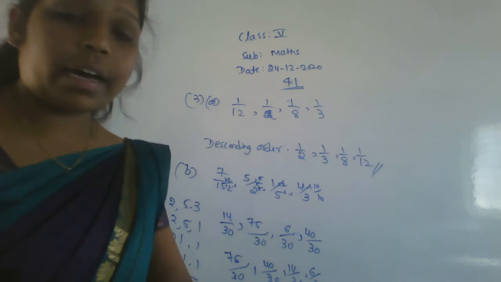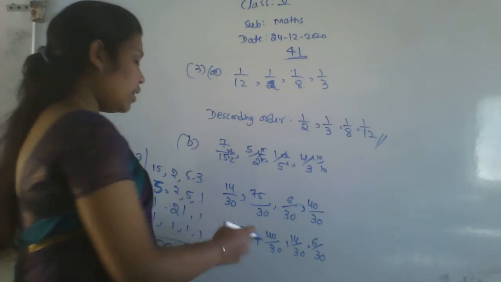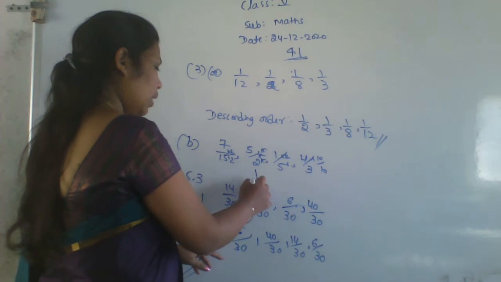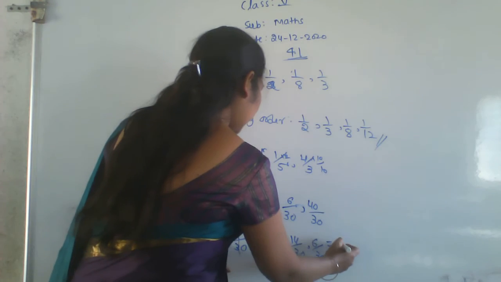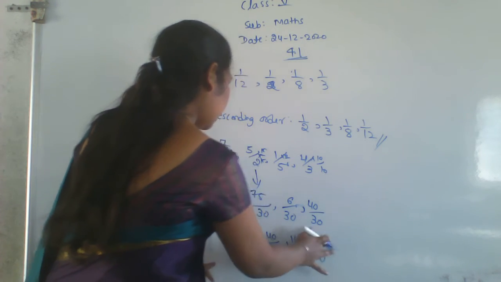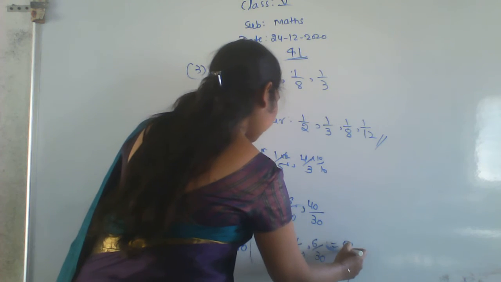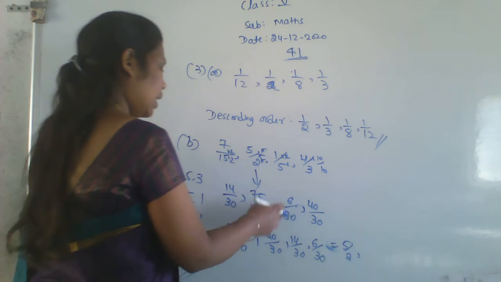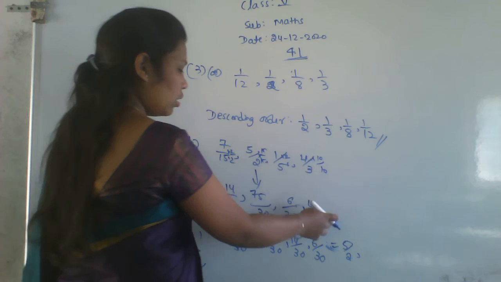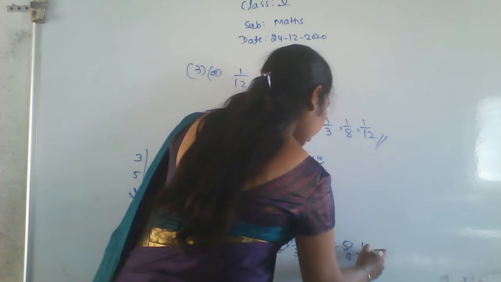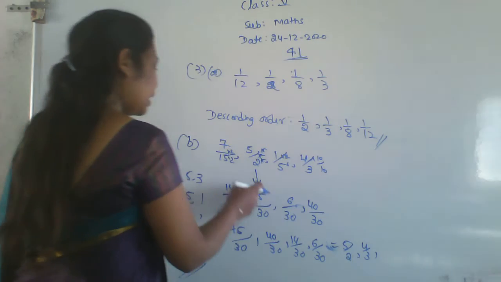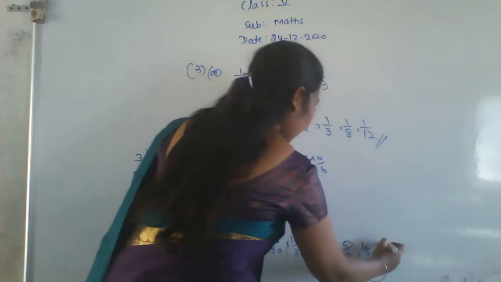This one is also correct. Otherwise, which one is 75 by 30? It is 5 by 2. We can write like this. So this is equal to what? 5 by 2, comma, and 40 by 30 is what? It is 4 by 3. And 14 by 30 is 7 by 15.